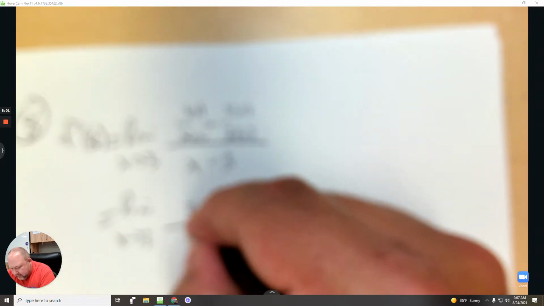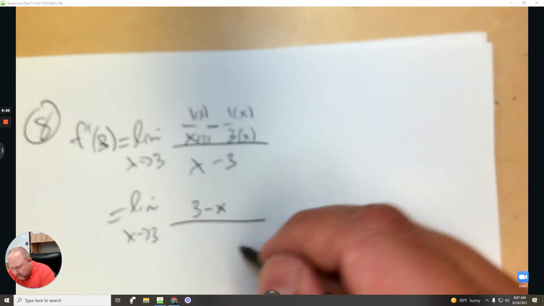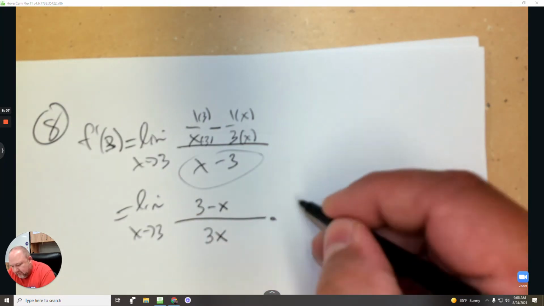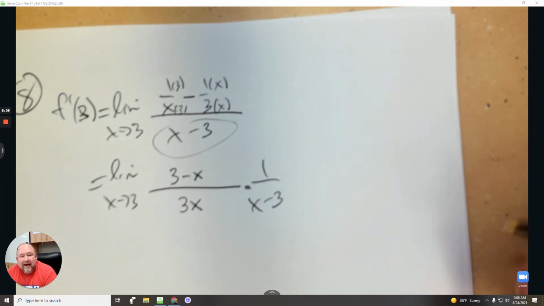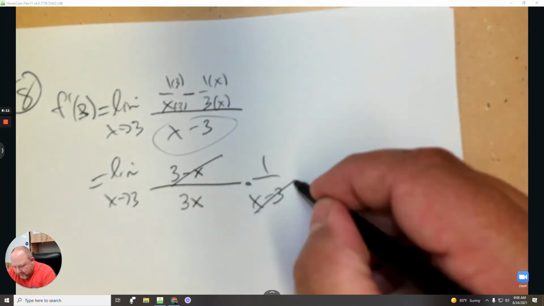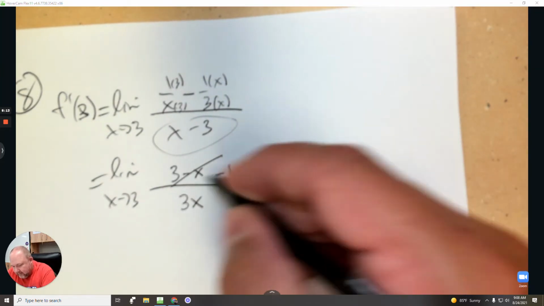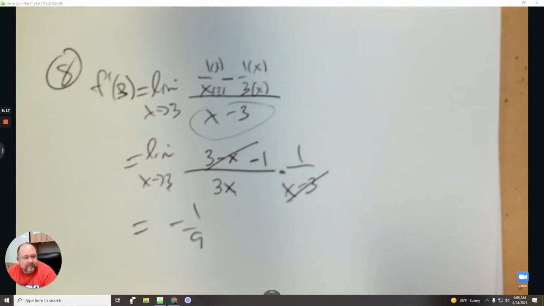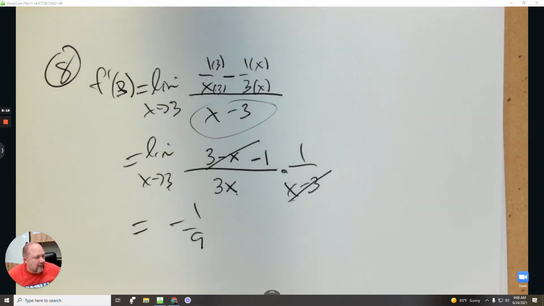So I have 3 minus x over 3x. And then instead of dividing, times the reciprocal, I want you to notice that these are opposite factors. That leaves you with negative 1. So when you plug 3 in for x, you get negative 1/9. Number 9.